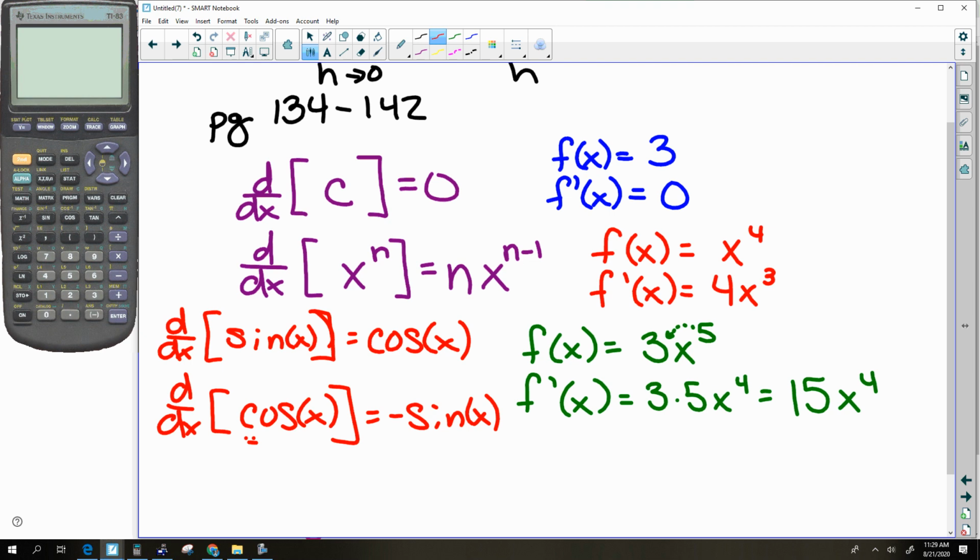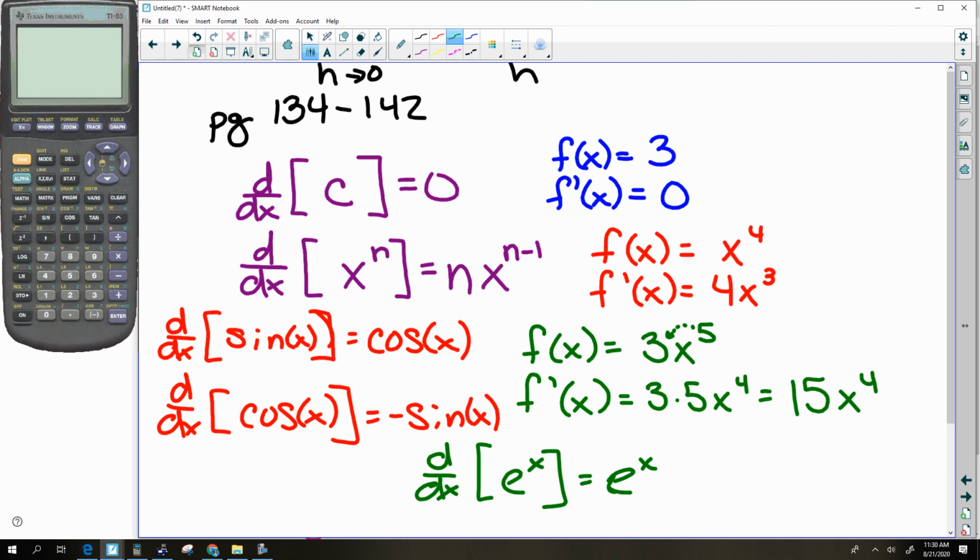So right now we just know cosine. Sine becomes cosine. Cosine becomes sine, however, it's a negative sine. And I think the last bit of info is the derivative of an e. The derivative of e is e. So d dx of e to the x is e to the x.